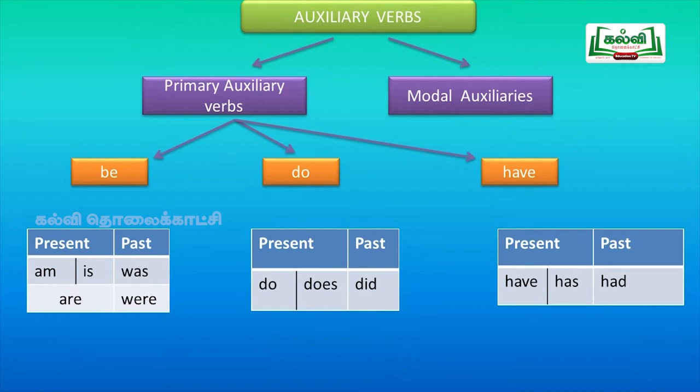In the first one, you can see the present forms as well as the past tense. For be form of verbs, am, is, are. And for the past tense, was, were. And for do form of verbs, do, does. And for past tense, did. For have form of verbs, in present tense, have, has, and in past tense, had. Let's come to modal auxiliaries.